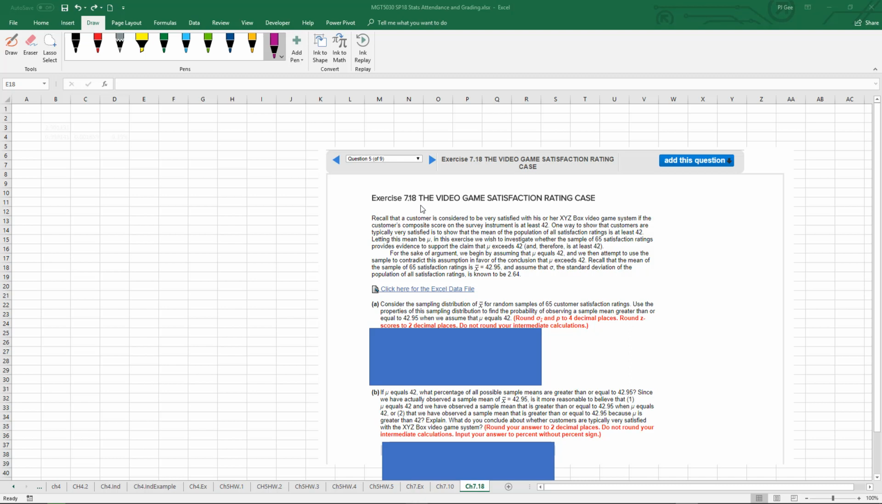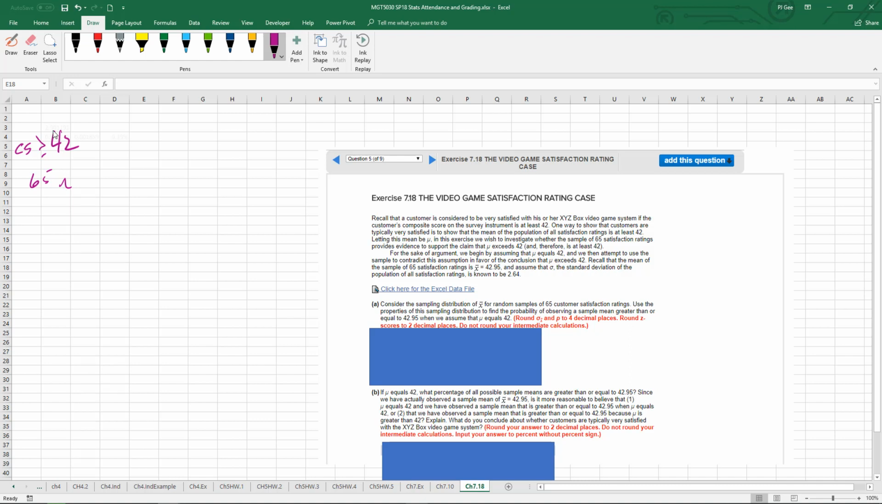Okay, so this problem comes in as 7.18 in the book, but it's question 5 in our homeworks here. So the video game satisfaction rating case, I'm going to paraphrase here. We're happy with the fact when we have a customer satisfaction rating greater than or equal to 42, and we're taking 65 samples, so n is equal to 65. What other information do they give us here?